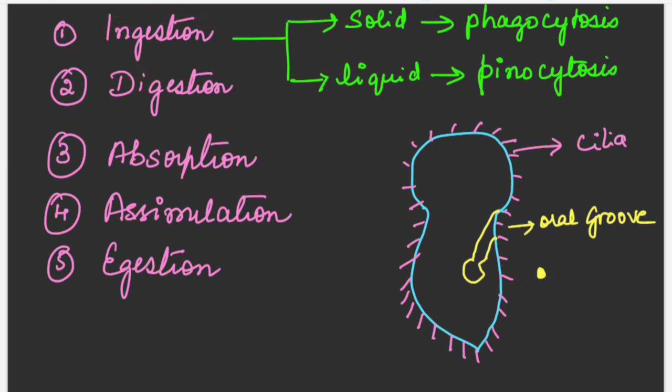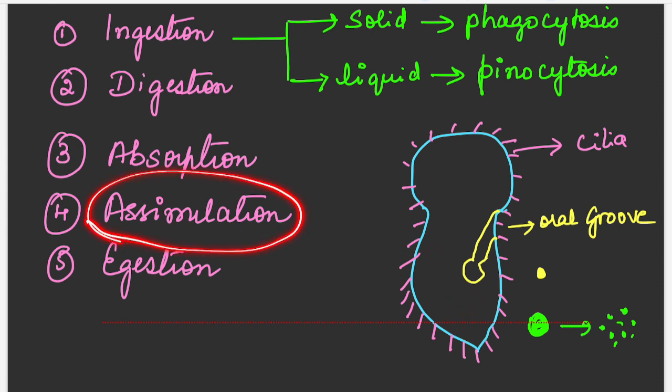So how is the food particle entering? Through the movement of cilia, food is entering through the oral groove into the food vacuole. Second step is digestion. Again in the food vacuole, digestive enzymes will be released and complex food will be broken down into smaller particles. Think this is the complex food particle, so it will be broken into small, simple food particles like this. That step is called digestion. And then absorption. The digested food material will be absorbed into the cytoplasm. And then assimilation. Again the food is used by the paramecium.